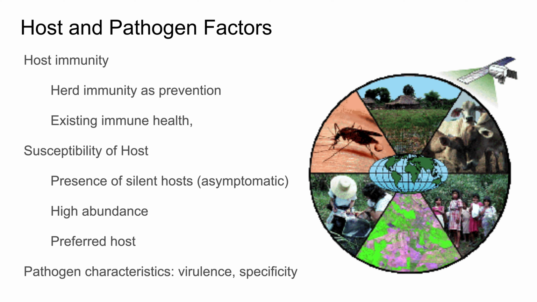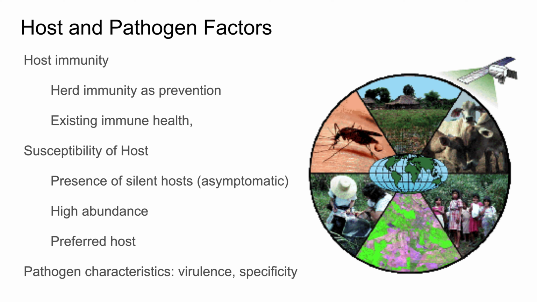The susceptibility of the host: is the presence of the disease what we call a silent host, or is the person asymptomatic? If someone is asymptomatic, it means they harbor the disease or carry the particular pathogen. They're infected by the pathogen, but they have no signs or symptoms. Is there a high abundance of host available? Are we looking at a herd of cattle or just a couple of cattle? And what is the preferred host of the vector?